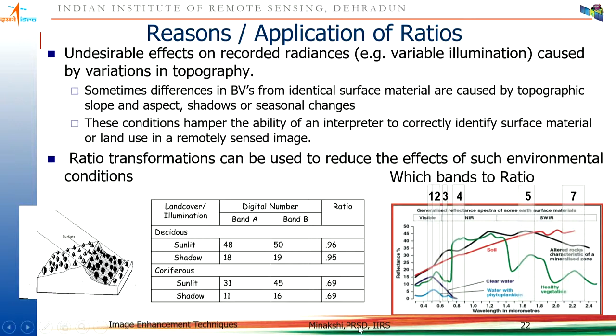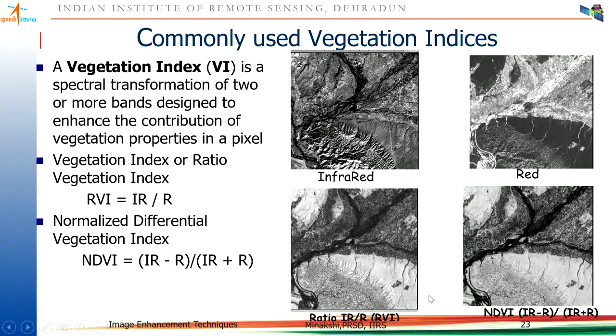In doing so, the other land cover features also get differentiated. You see that if I have band 4 divided by band 3, my vegetation will have very high values. Soil has near similar reflectance. Ratio values will be near to 1. Water has no reflectance in infrared. You divide by any value in red, it will be 0. So your three major land cover features will get separated by simple band ratioing of infrared band divided by red band. And this is a very popular ratio called as ratio vegetation index.